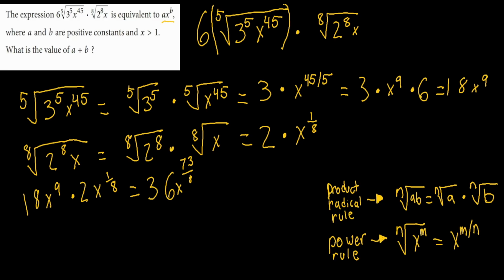So all we have to do at this point is add 36 plus 73 over 8, which is a little bit over 9. And we get somewhere in the realm of 45.12. I think it's 45.125. You do this with a calculator to get the precise number, but I believe it comes out to 45.125 as the value of a and b added together, because remember we're looking for something in the format of ax to the b. So we're looking to add this number and this number together, which in our case are 36 and 73 over 8.